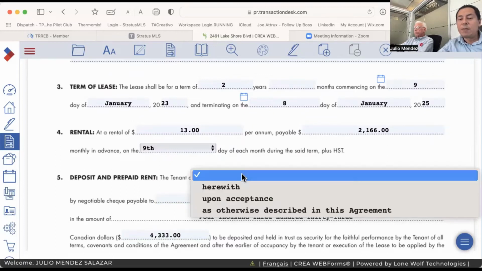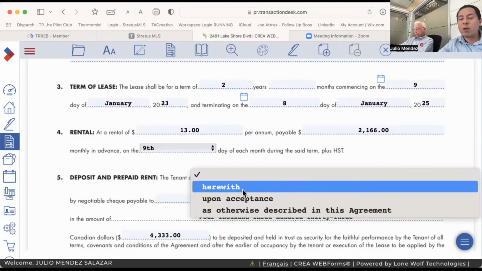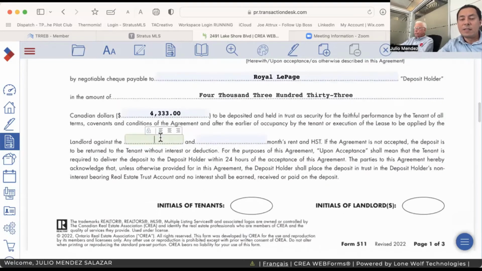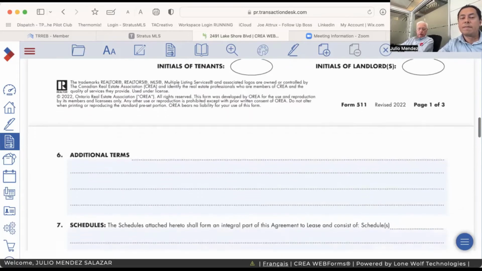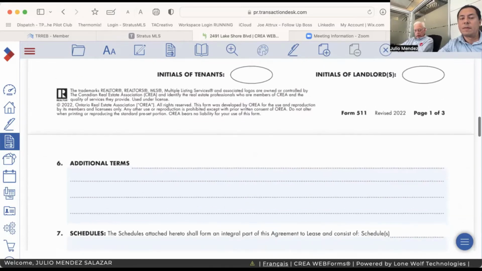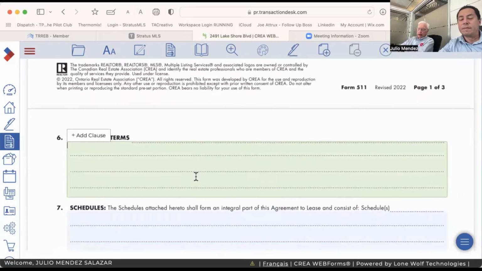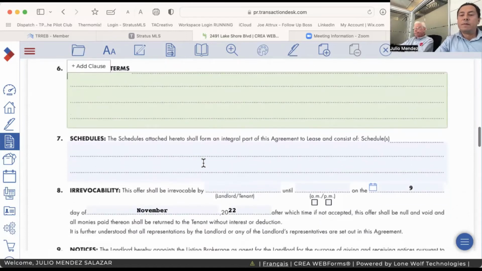All right, and then the deposit will be herewith or upon acceptance. Yeah, upon acceptance. Against the first and last. Right. Yeah, that's an excellent form, really. What they designed. Additional terms. Well, that you have to spell out with the client that is interested in the space. So we don't know what the additional terms are. Okay. All right. So just leave it blank for now.